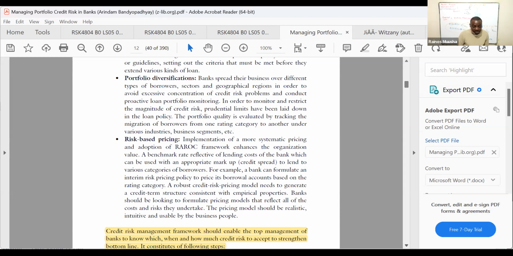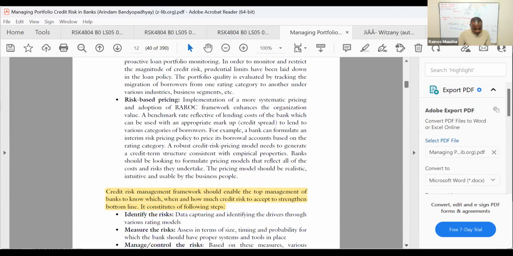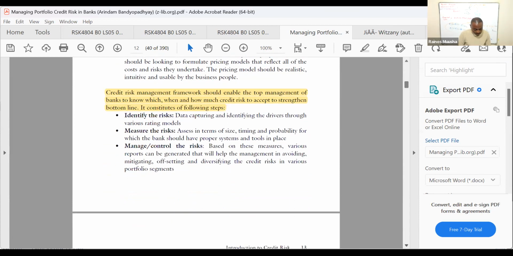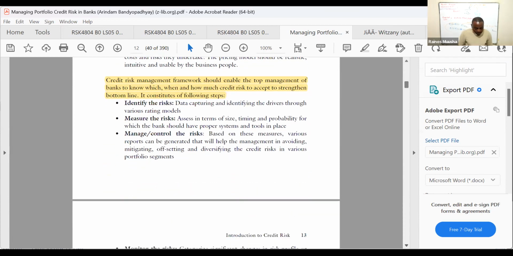So when you look at the risk-based pricing, this is basically where you're now trying to take into account what? The expected losses as well. So they also go on to say, credit risk management framework should enable the top management of banks to know which, when, and how much credit risk to accept to strengthen the bottom line.